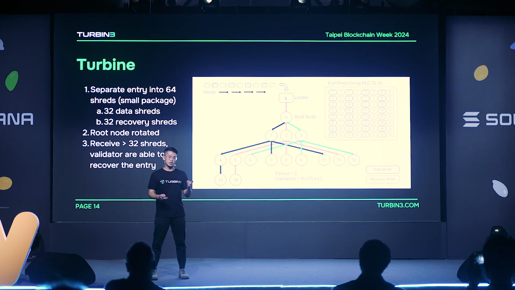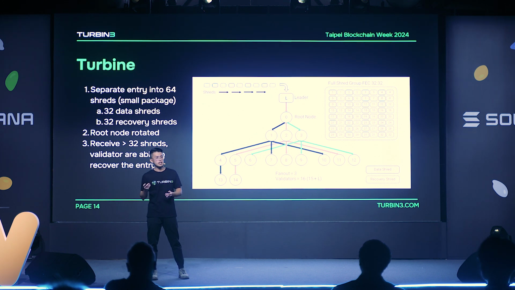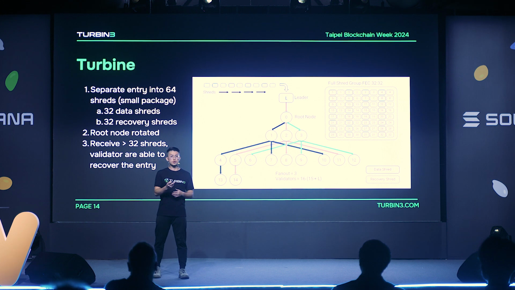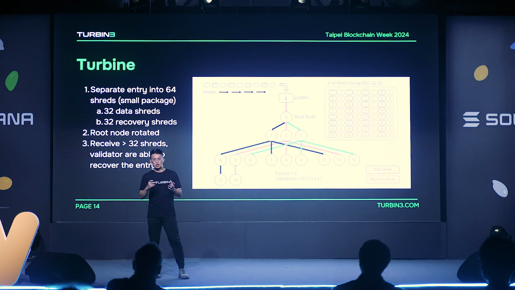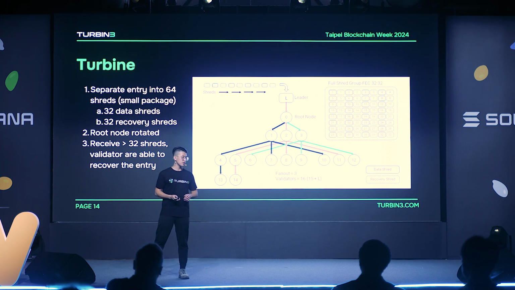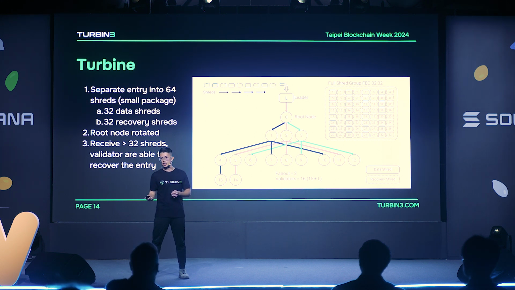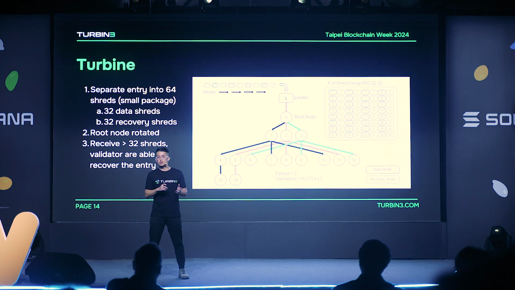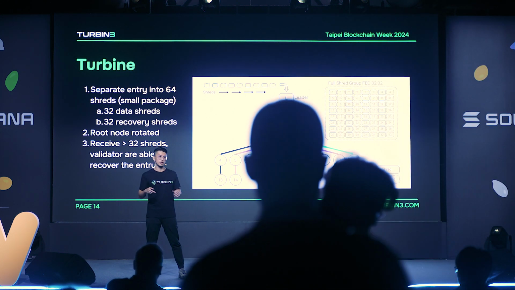So if you're a downstream validator, you only need to receive 32 threads to be able to recover the entry, so you can simulate the transaction inside your local storage. Also, this tree will be rotated, so that every time the leader sends out the packages, it won't be the same one. This helps avoid a malicious node included inside the network.